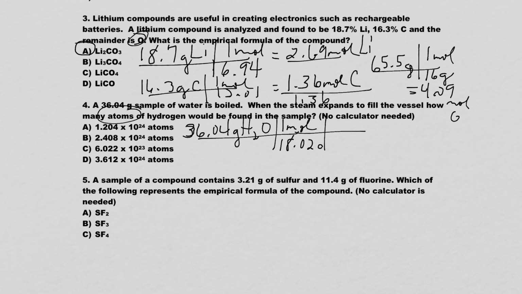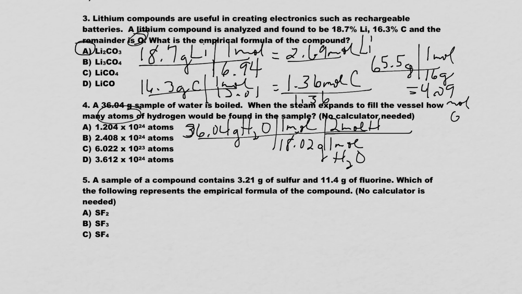So when I divide, see, I can do that in my head. 36 divided by 18 is 2. So see, I'm well on my way to being able to do this. And then I look and see, okay, well, in 1 mole of water, I have 2 moles of hydrogen. Okay? But it's not asking for moles of hydrogen, it's asking for atoms.